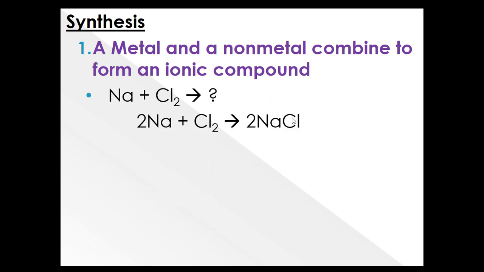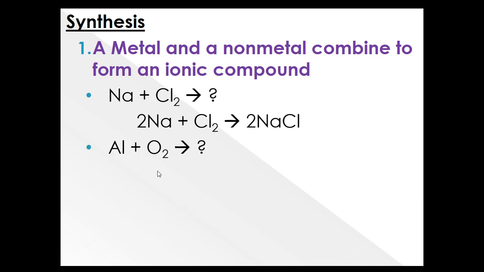Then you would have to go back and balance this. Now, I think for the assignment, you do not have to balance, so you would not have to worry about this 2 coefficient. You would just have to put the product in, Na and Cl, because it's a 1 and 1.